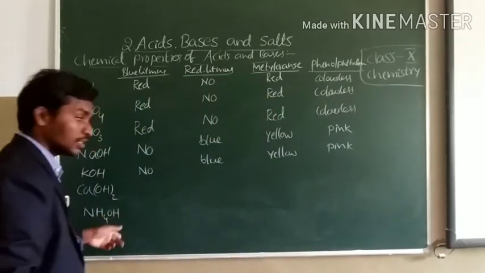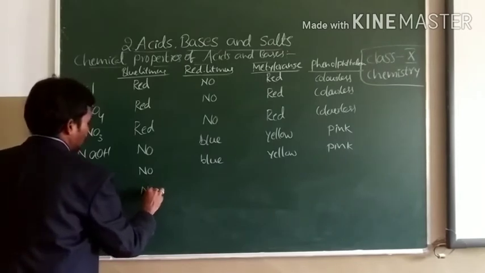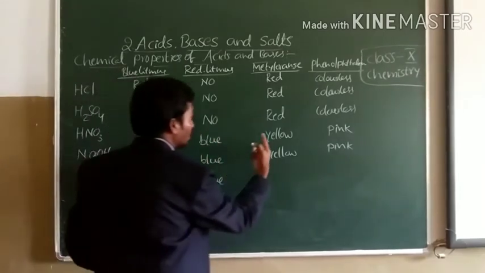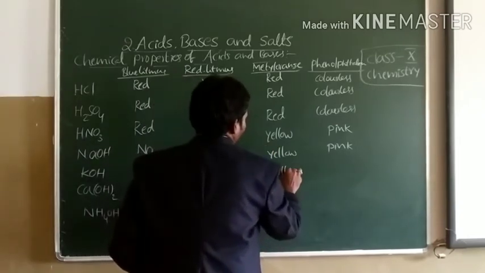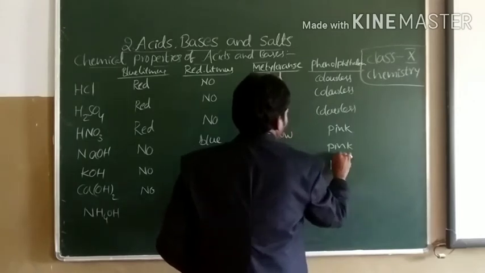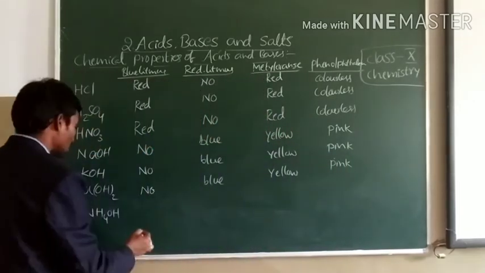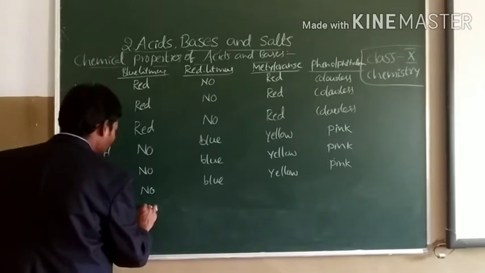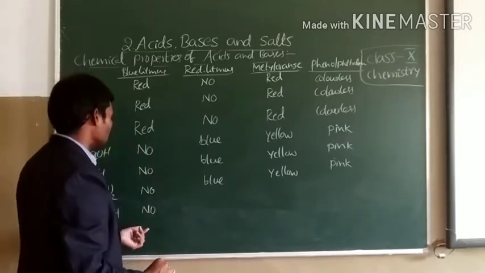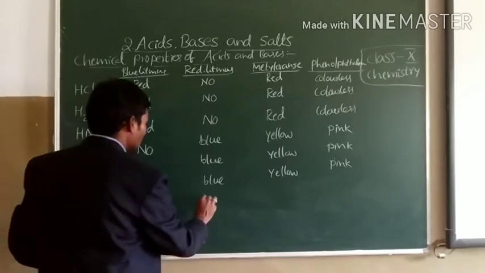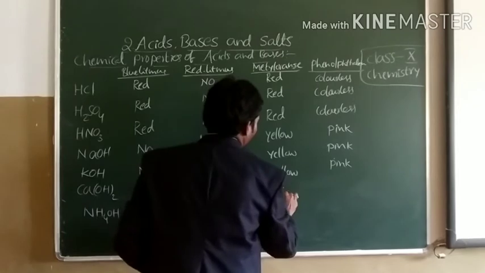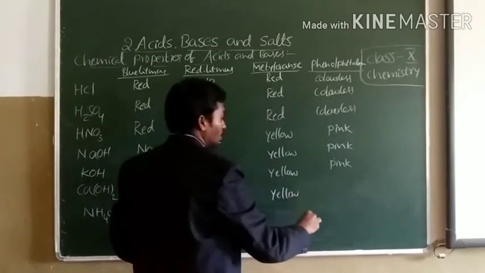Now calcium hydroxide is also the same because it is also a base. Red litmus turns blue, methyl orange shows yellow color. Next, phenolphthalein shows pink color. Next, ammonium hydroxide, NH4OH, also gives the same observation because it is a base. No change in blue litmus. Red litmus changes to blue. Methyl orange shows yellow color. Next, phenolphthalein shows pink color.